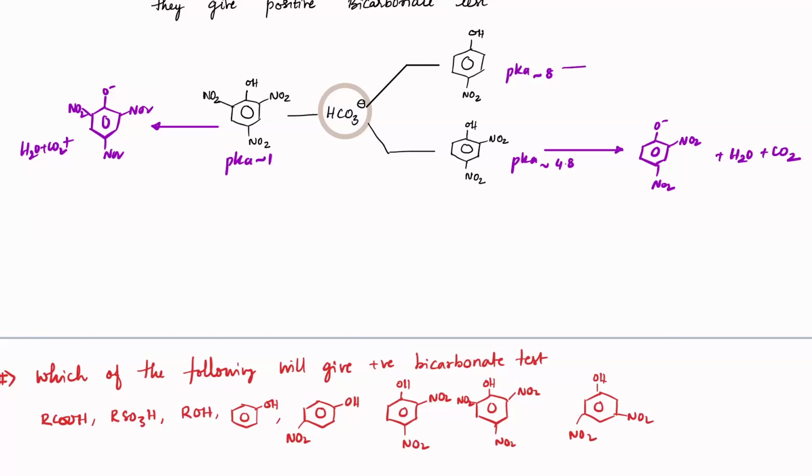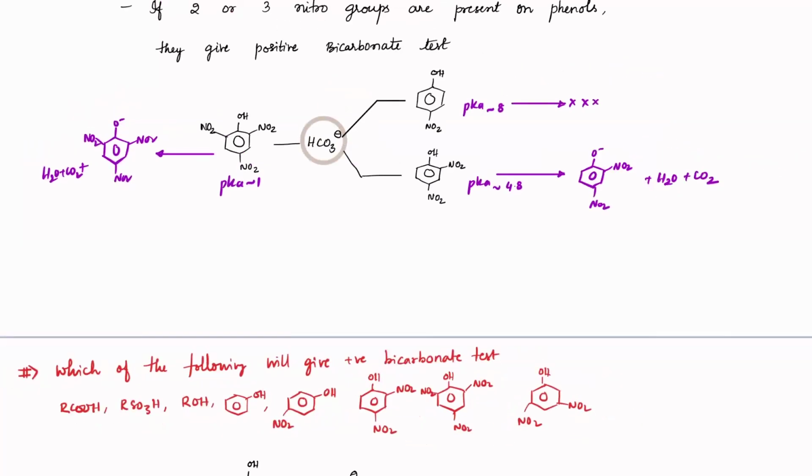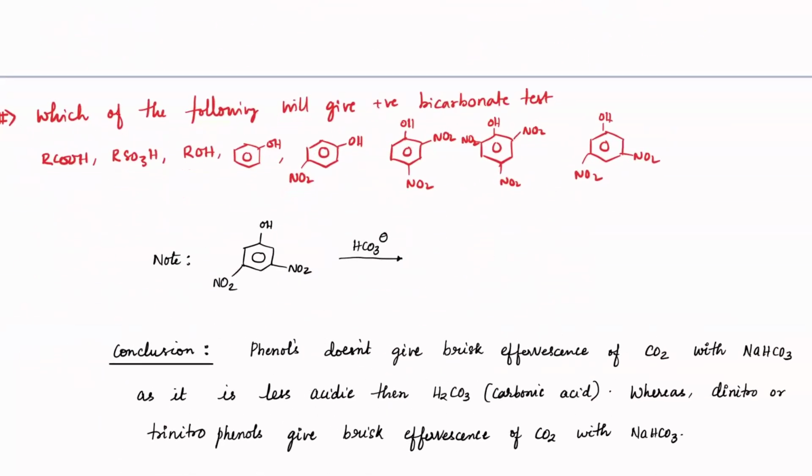Okay, but the same thing will not happen on this end. You will not get any product. So not with one nitro, we need at least two nitro or three nitro. So you can see which of the following will give a positive bicarbonate test. Of course, anything which is more acidic than carbonic acid will definitely give it. So one, two, not this, not this, not this. With two NO2, three NO2, this will give you a reaction.